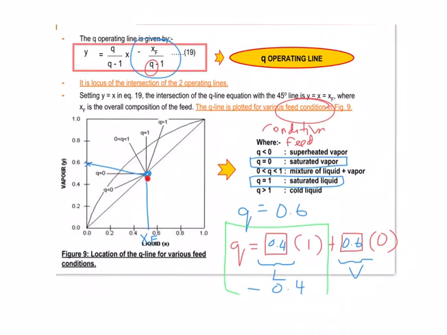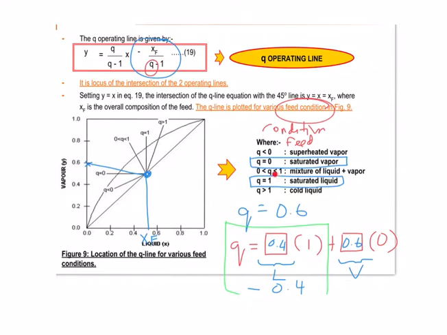But if you have a mixture of liquid and vapor, you need to determine the value of q so that you can substitute it into this equation. Again, let me remind you, if q is 1 or q is 0, you don't have to use this equation to draw your Q operating line. Only when q is between 0 and 1 do you need this equation. So how do you calculate the value of q?